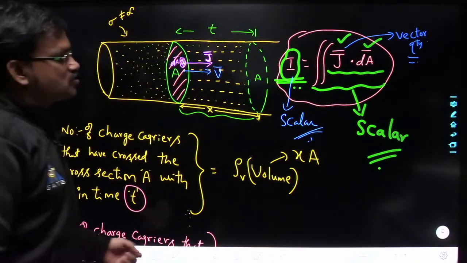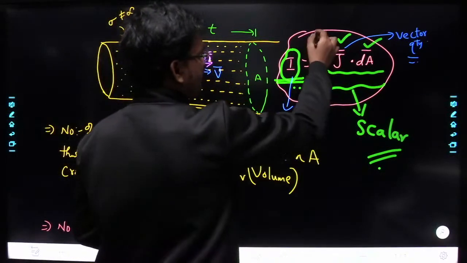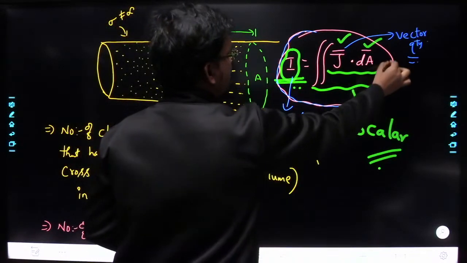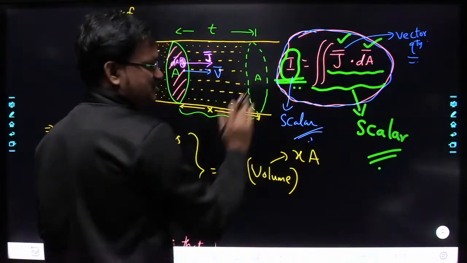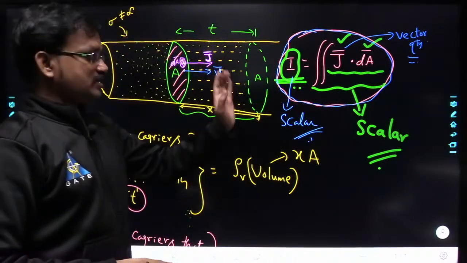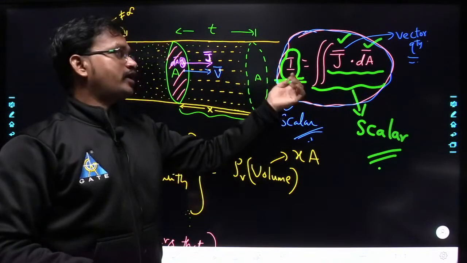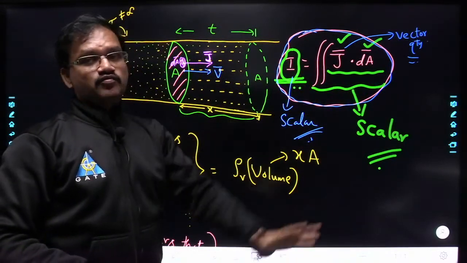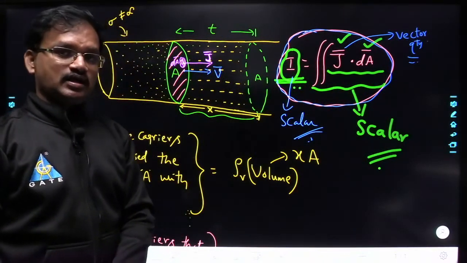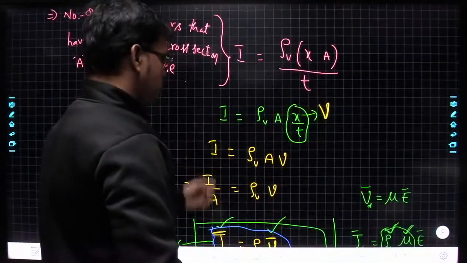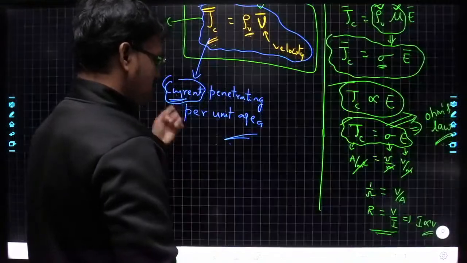Understood? Okay, so now I have explained how to represent the current in terms of current density, that is, I is equal to double integral J bar dot dA bar. So this is how you can represent the current in terms of current density. Understood? Okay. So now coming to Ampere's law.